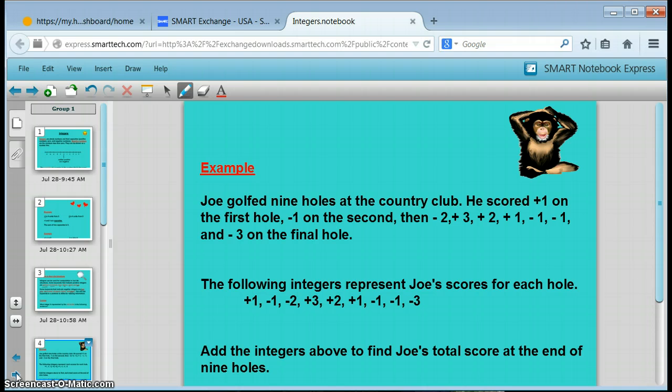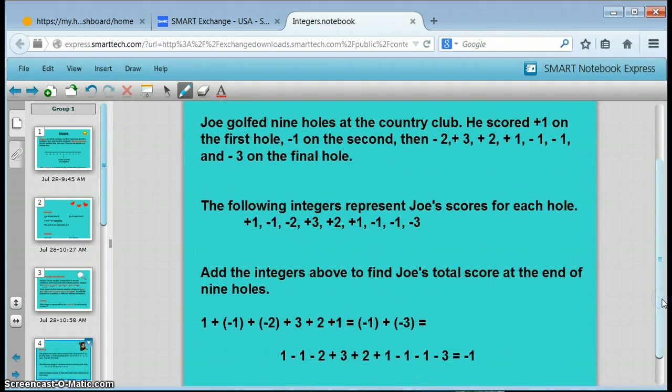Joe is golfing 9 holes at the golf club. He scored a positive 1 on the first hole, negative 1 on the second, then negative 2, positive 3, positive 2, positive 1, negative 1, and then a negative 3. Remember, with golfing, negative numbers are a good thing. So these are all the different integers that you could possibly get with golfing. And if you put all that together to get his total, you would get a total of +1.